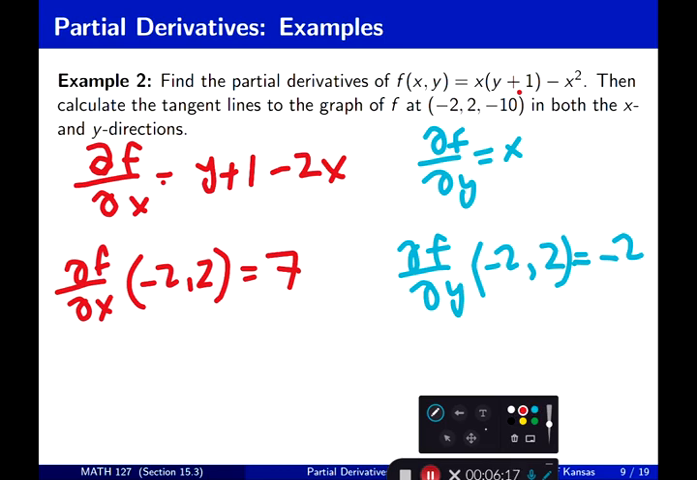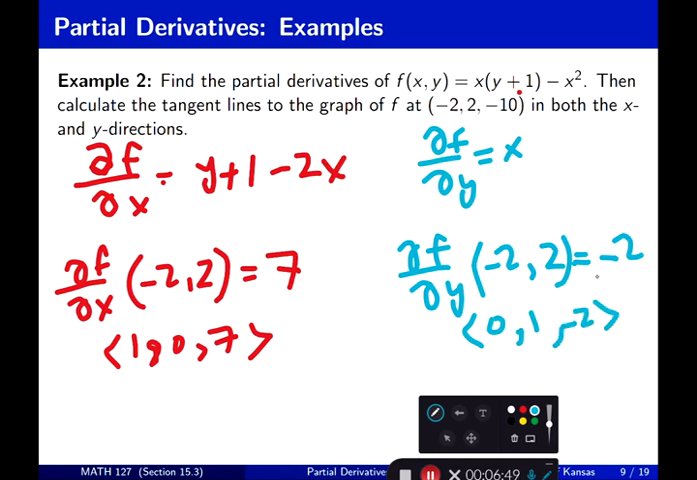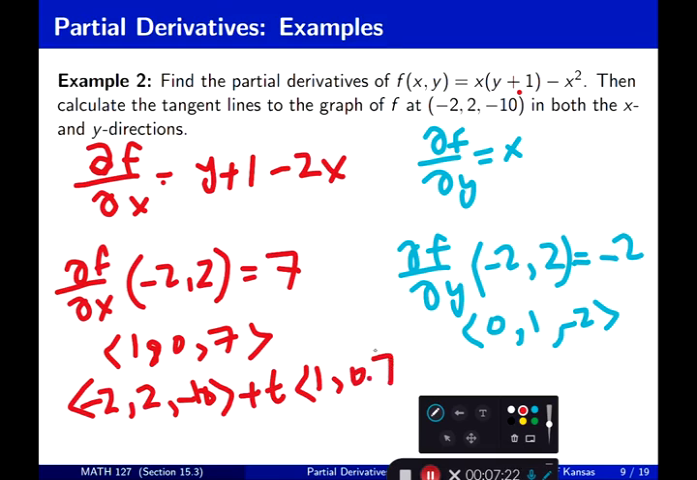What would the direction vector be for the tangent line in direction x? That would be 1, 0, and 7. What would the direction vector be in direction y? That would be 0, 1, and -2. And then we want to find the tangent line to the graph of f, and for this vector, you will have -2, 2, and -10 plus t times 1, 0, and 7.